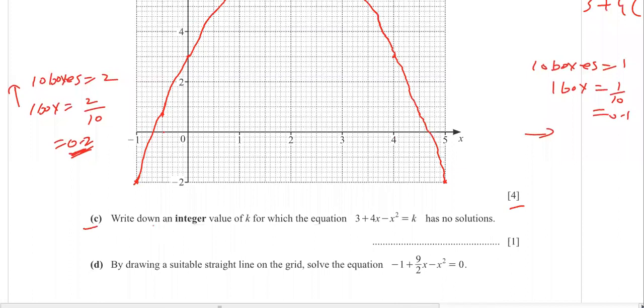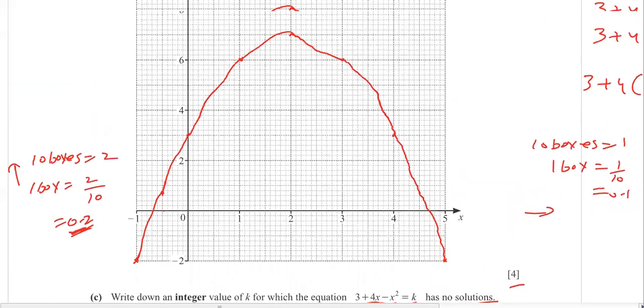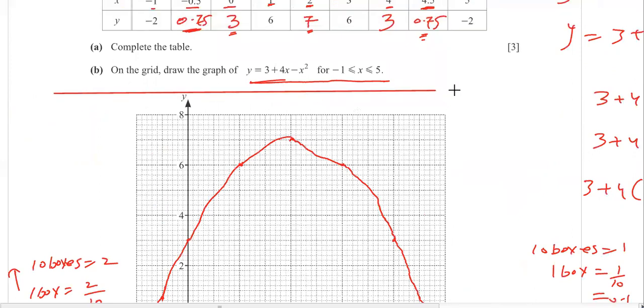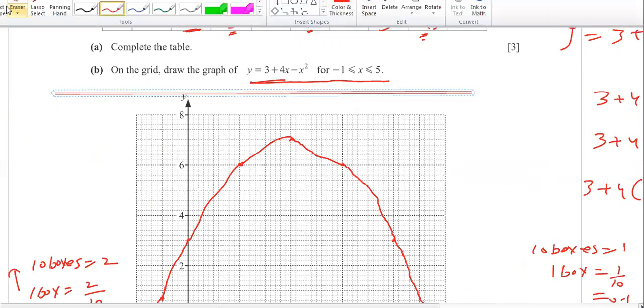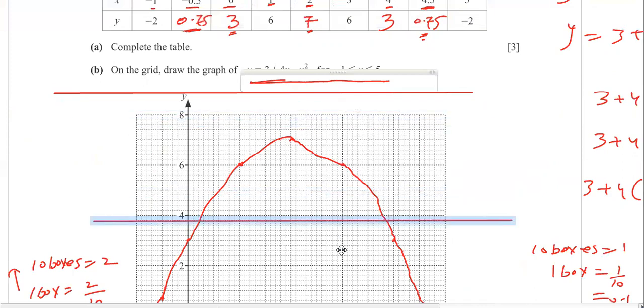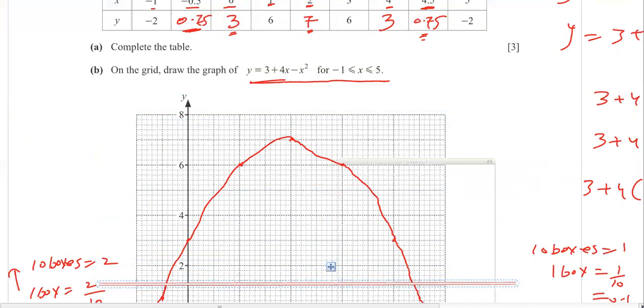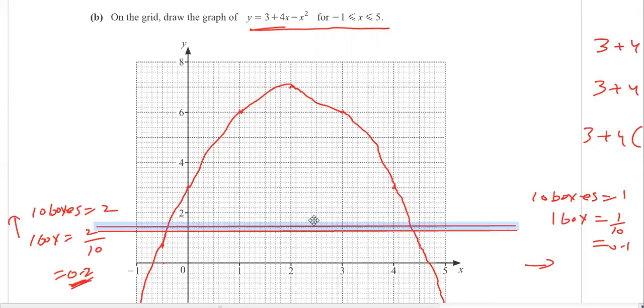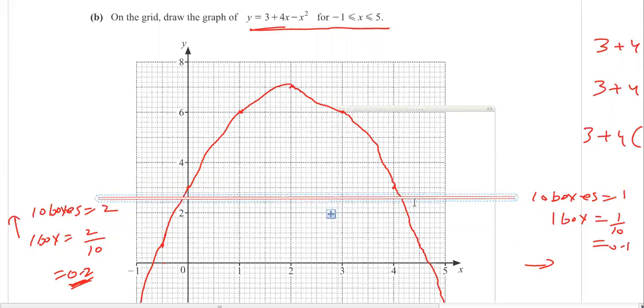Next part is write down an integer value of k for which the equation equal to k has no solution. No solution means if you draw a horizontal line, for example, let me draw one horizontal line here. Let's say if I keep this horizontal line here, this line touches the graph at 2 points. You can clearly see it crosses the graph curve at 2 points. So I will say it has two solutions.